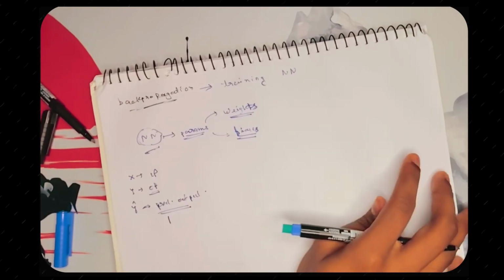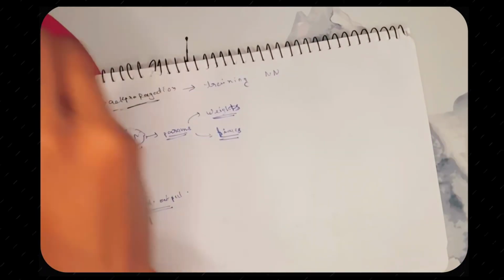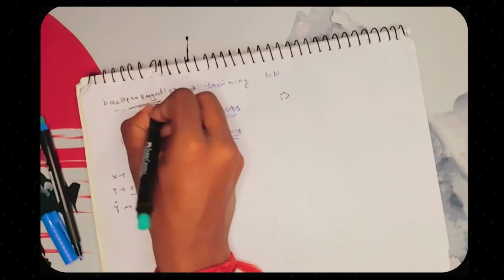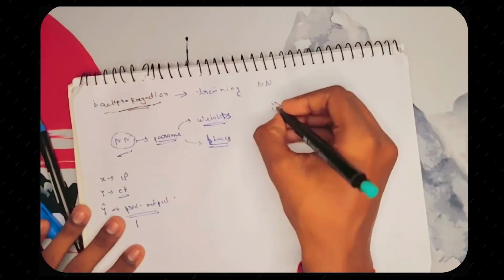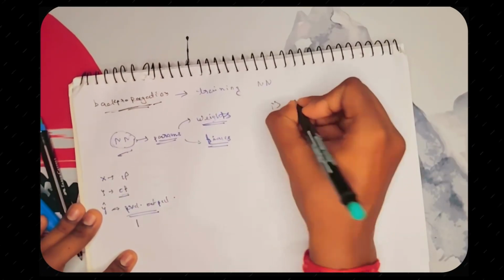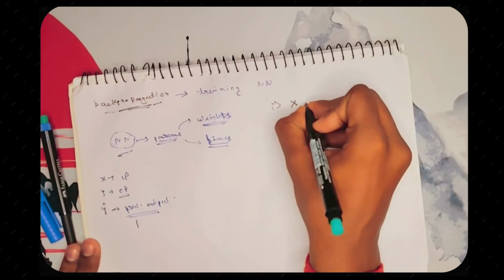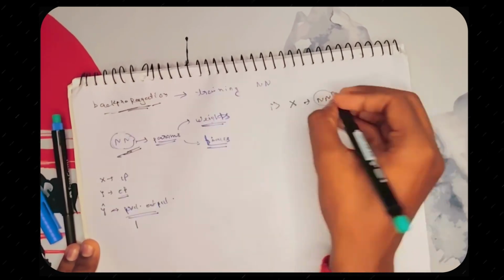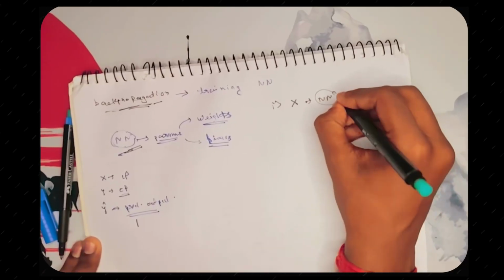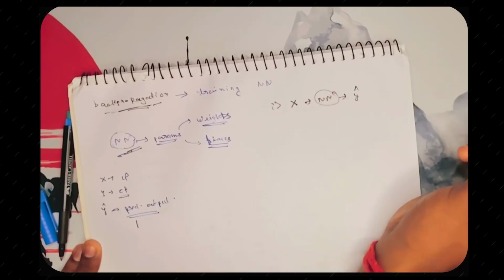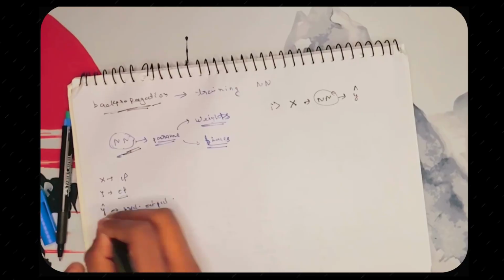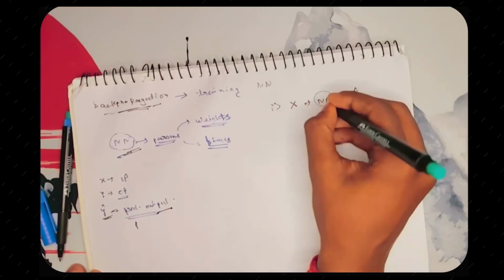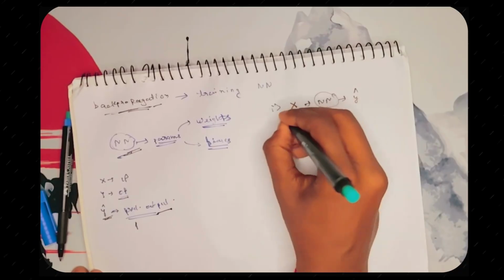Let's see. First, this is the first step. What happens in this backpropagation algorithm is that we have our X, which is my input. We pass this to our neural network and we get the Y hat. And this Y hat is my predicted output, or the output which my neural network has predicted for this input.